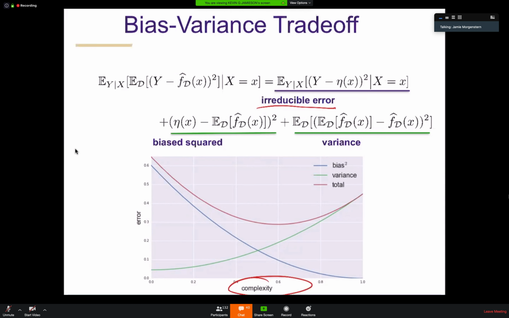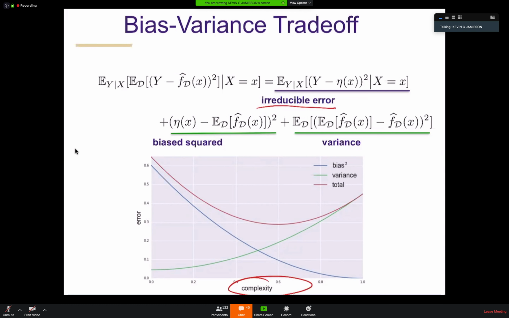Yeah, I mean, these are cartoons. In real life, they don't always behave this nicely. It's very hard to say that the bias always decreases with complexity and the variance always increases. That's not actually true. But generally that is what's going on.